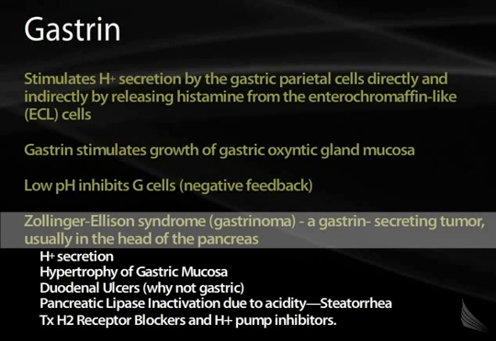pancreatic lipase inactivation also occurs because there is acid present in the duodenum which would normally not be present, and so digestion of fats is impaired. This therefore results in steatorrhea. Gastrinomas such as those associated with Zollinger-Ellison syndrome are treated with H2 receptor blockers or proton pump inhibitors.